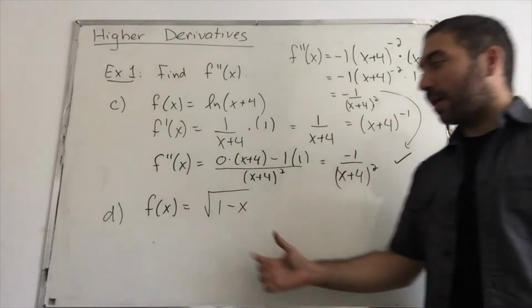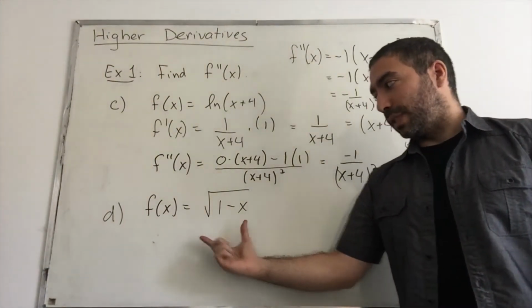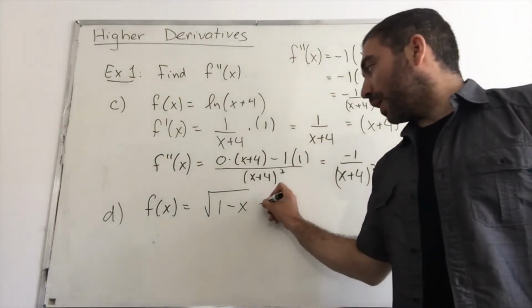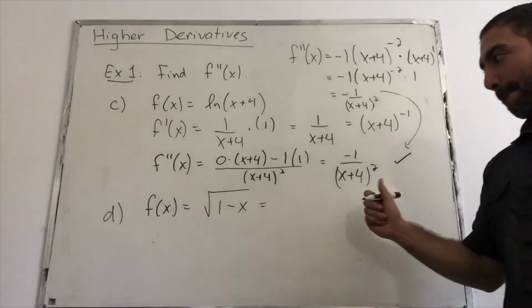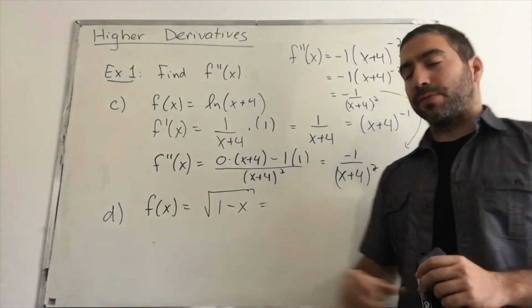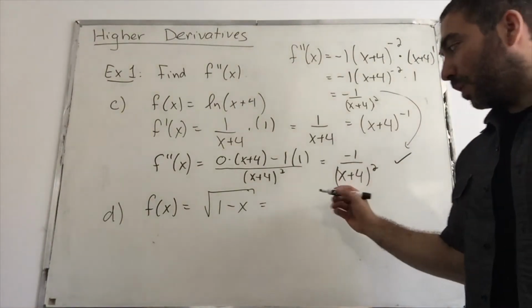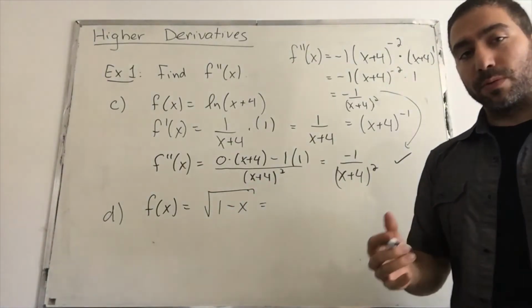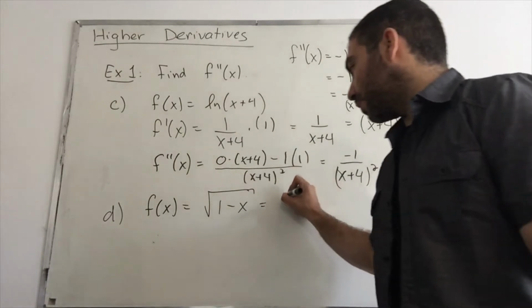Let's go ahead and do D. So we have a square root. This is a common trap, so be very careful for it. The first thing I'm going to do is switch the square root to exponent 1/2. That's always my game plan.